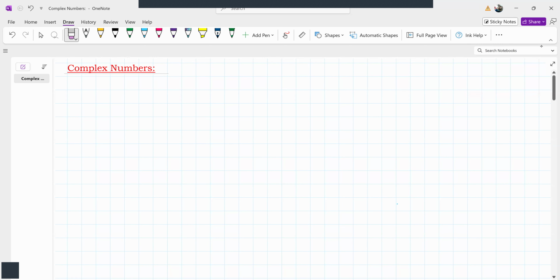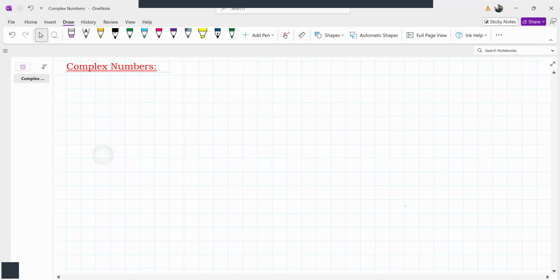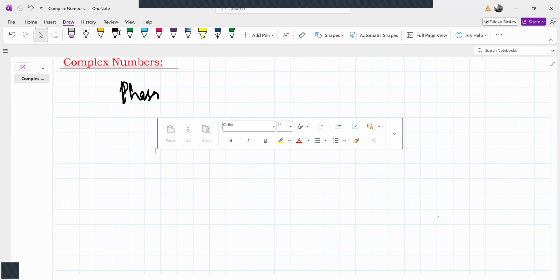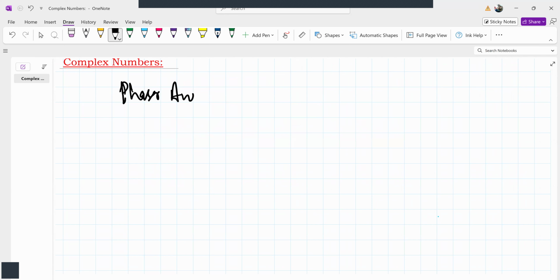Welcome. In this session, we'll talk about complex numbers. Now, the first question here is why we need to study complex numbers in electric circuits. The answer is because the next topic, that is the phasor analysis, is based on the idea of complex numbers. Actually, a phasor is a complex number. Phasor is simply a complex number.